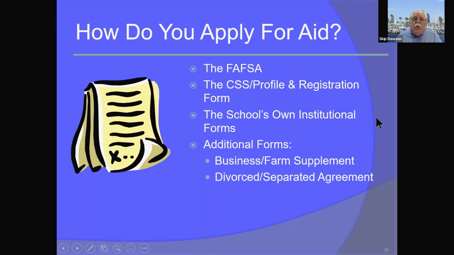Now, if you own your own business or a farm, as an example, you will be filling out a business or a farm supplement, and probably you'll need your CPA to be involved with that if you have a business that supports you, because they're going to go back 3 years and look deeply into your financial records so that they can determine how much money you qualified to go to their school.